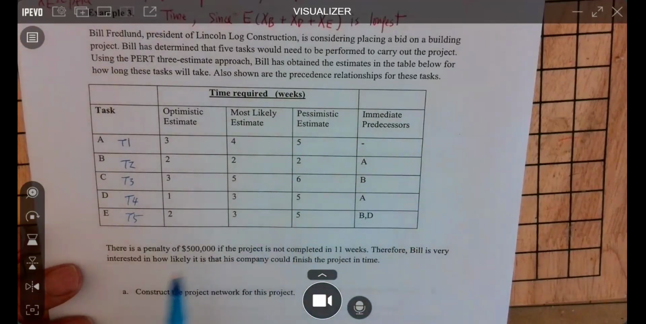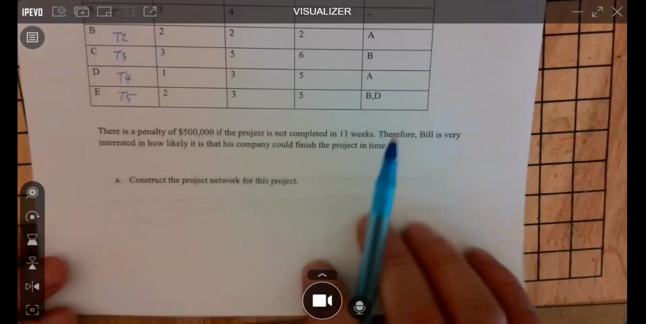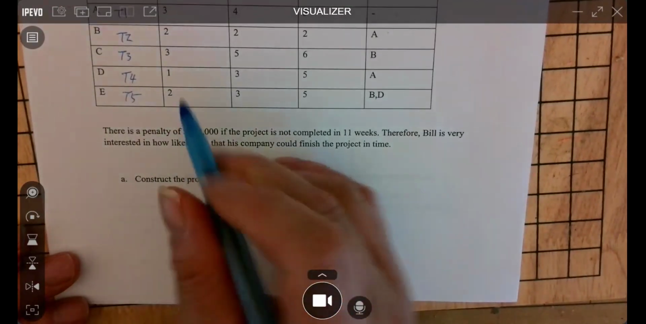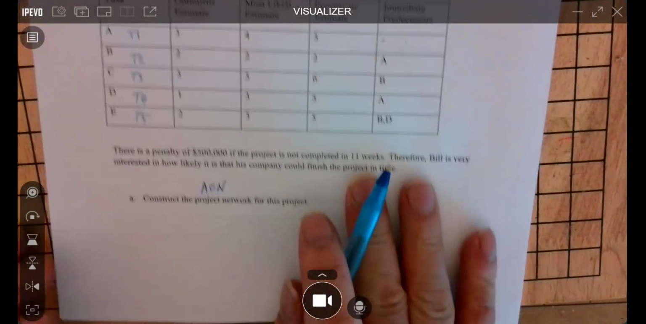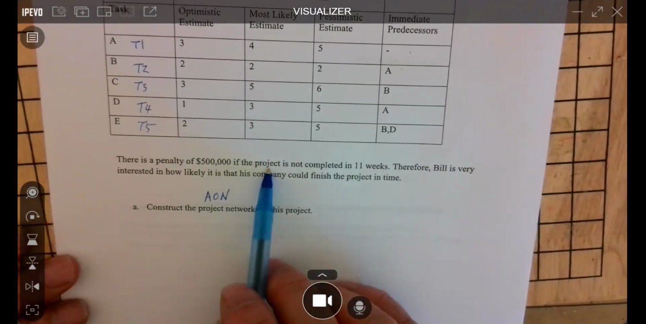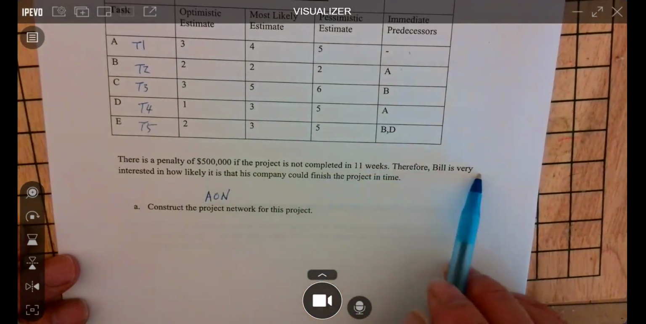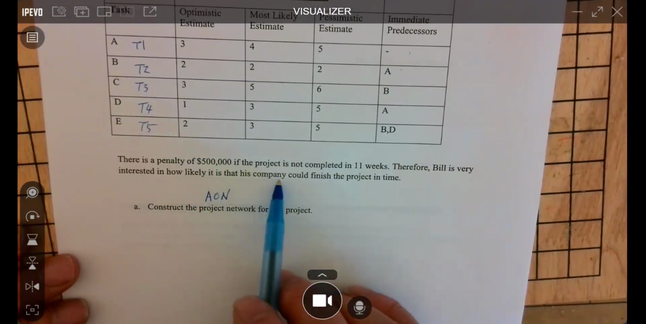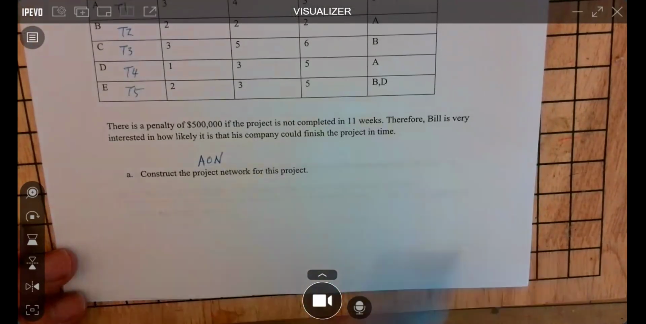So folks, what I want from you, based on the information, is to construct a project network for this project. Use an AON project network. Use the information I just provided, but do it later. There is a penalty of $500,000 if the project is not completed in 11 weeks. Therefore, Beer is very interested in how likely it is that his company could finish the project in time.